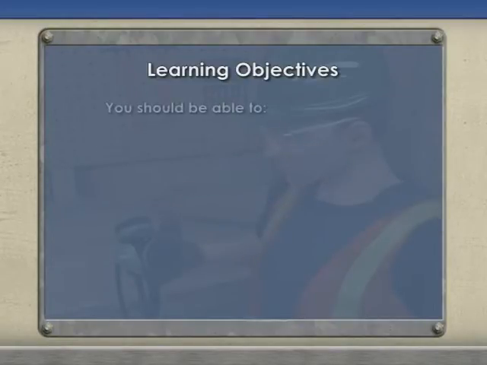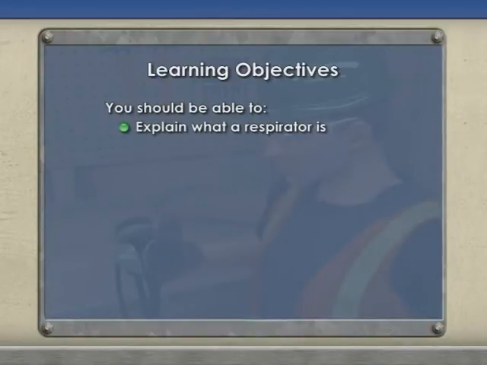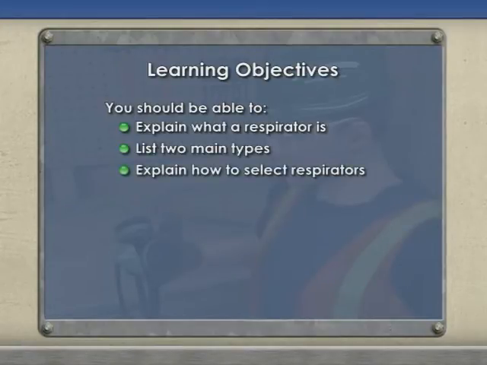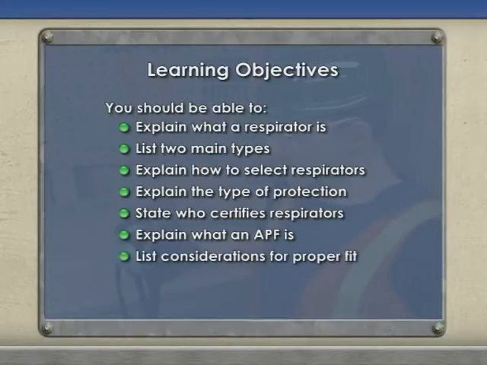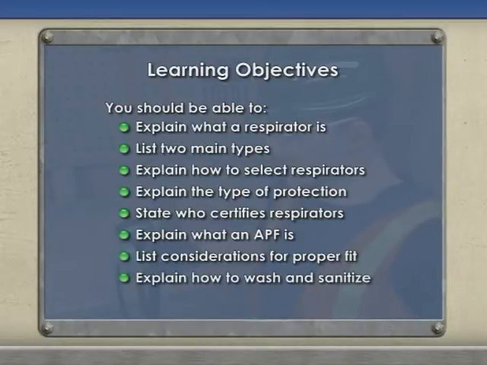By the end of this module, you should be able to explain what a respirator is, list two main types of respirators, explain how to select the respirator to use at a particular job site, explain the type of protection each type of respirator provides, state who certifies respirators for use, explain what an APF is, list some considerations for proper respirator fit, explain how to wash and sanitize a respirator, explain how to store a respirator.